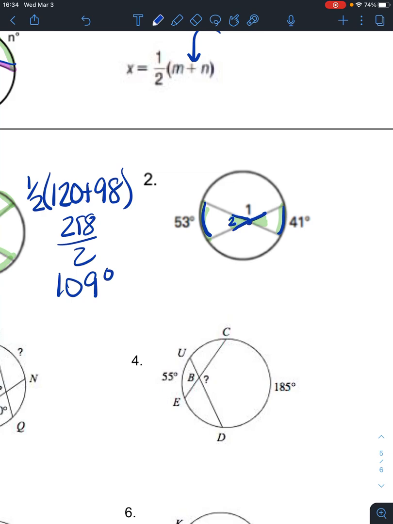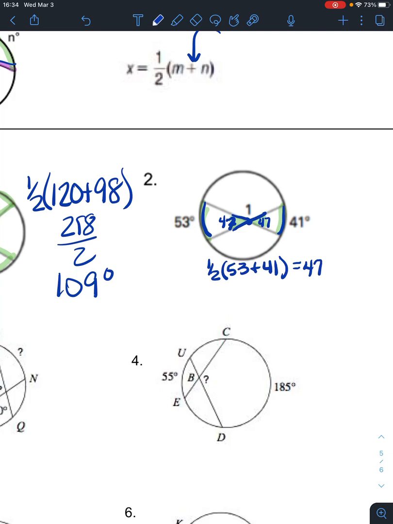Well, this is inside. The vertex of the angle is inside, which means I add. So I need half of 53 plus 41. So 53 plus 41 is 94, and 94 divided by 2 is 47. So that means this angle is 47. So is that one. That angle is 47.